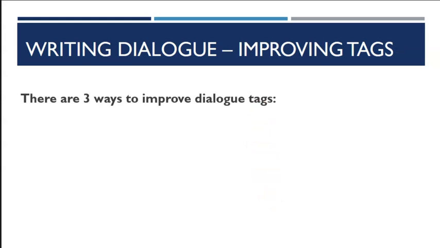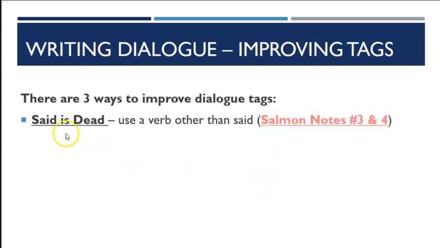Okay? So the first way that we looked at in the book is "said is dead." So we're using a verb other than said. A synonym for said, but a synonym that's more specific. And there's a whole list. There's 140 verbs listed in Salmon Notes number 3 and 4 in your binders to help you with this.